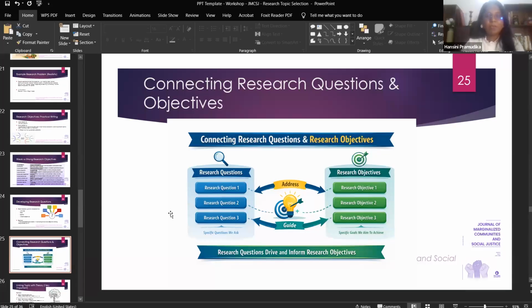Right. And connecting research questions and objectives, right? This is very much important. You can't build independent research questions. It is compulsory to connect with research objectives, right? And when it comes to research objectives, you are going to tell specific goals we aim to achieve through the research. And based on those objectives, we determine the research questions, and research questions are there to tell about specific questions we are going to ask based on the objectives.